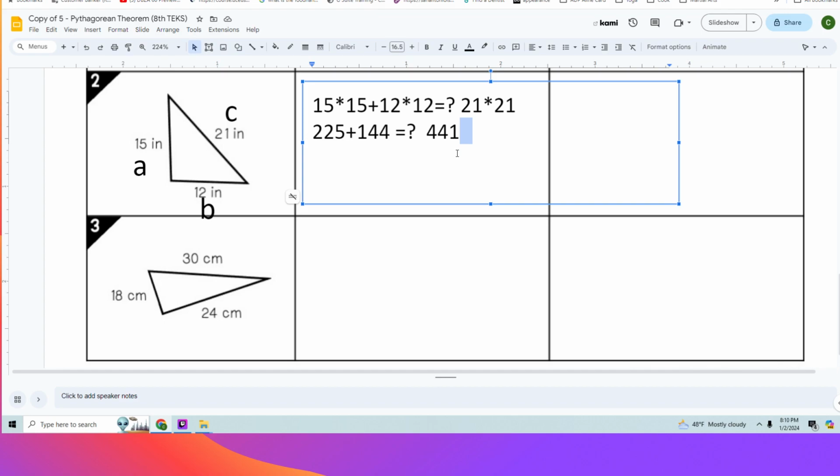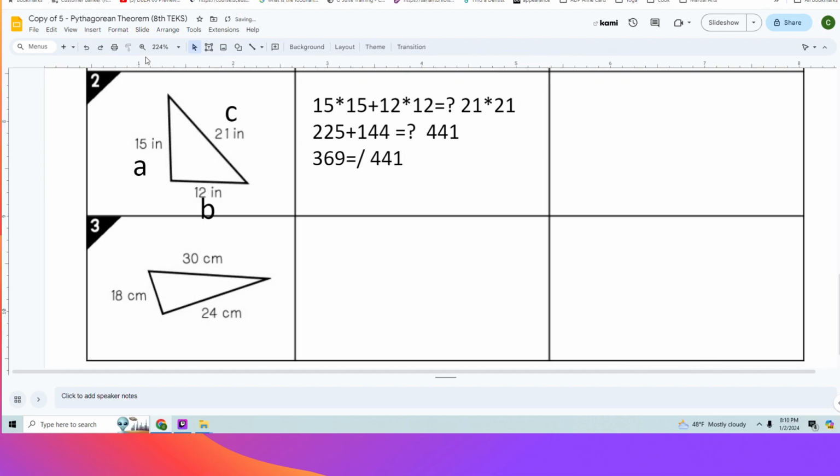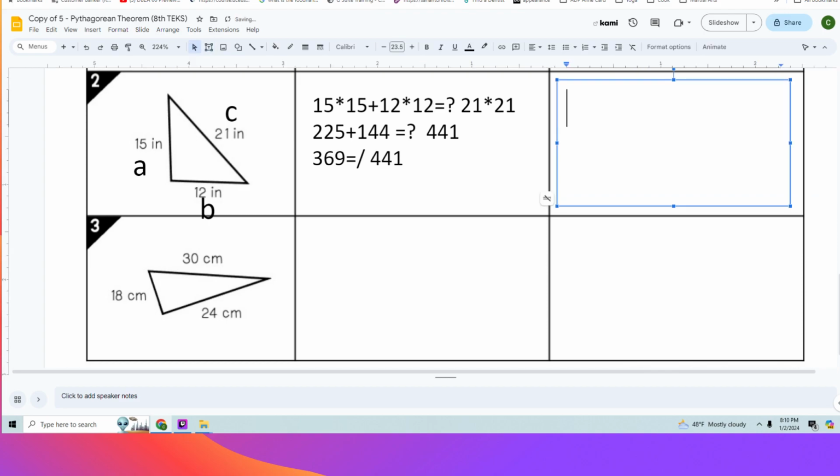And then just add 225 plus 144. What is that? Well, that's 3, 6, 9. Does that equal question mark 441? No, it doesn't. No, it doesn't equal that. So we say, okay, I know now that this does not equal. So I'm going to say no right triangle. And then I can say 369 does not equal 441.